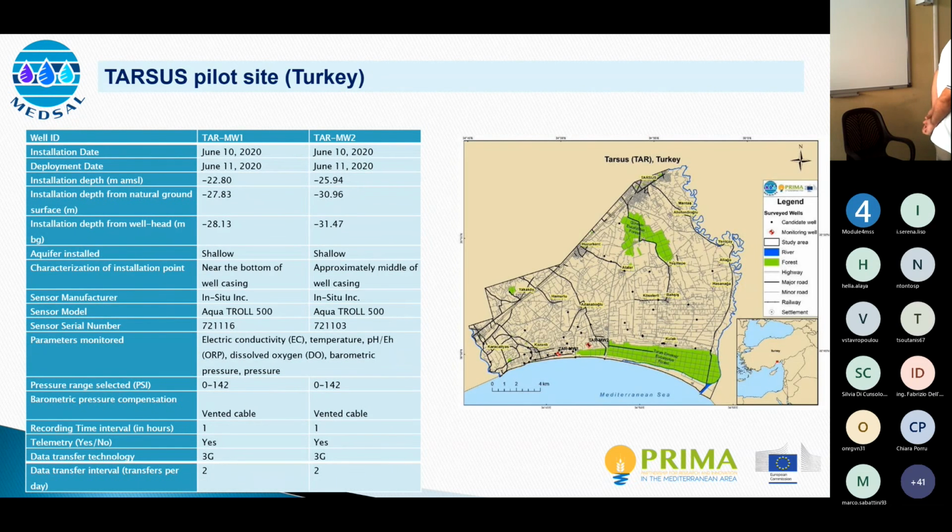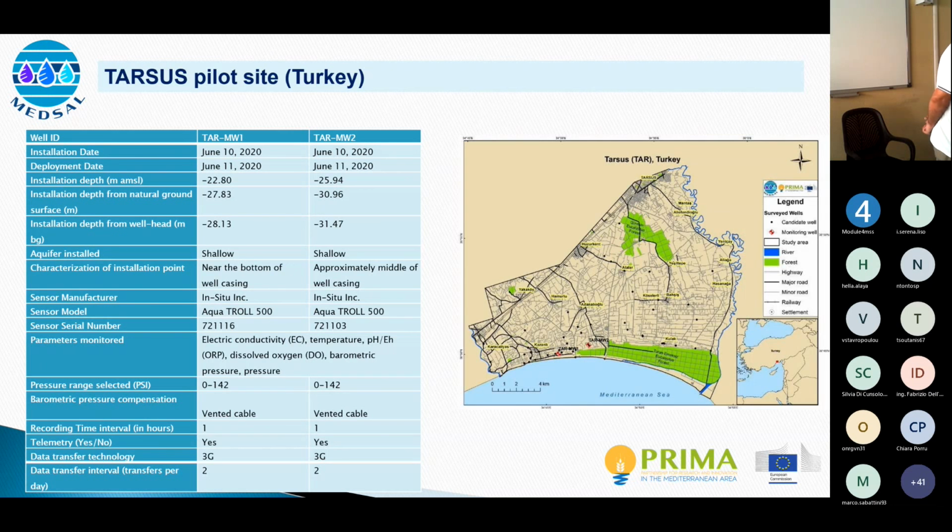Yes, next slide. We installed both sensors on June 10th, 2020, but we had lots of problems, of course, regarding GSM signals and data transmission. We spent more than 1 month after the installation to correct these problems.